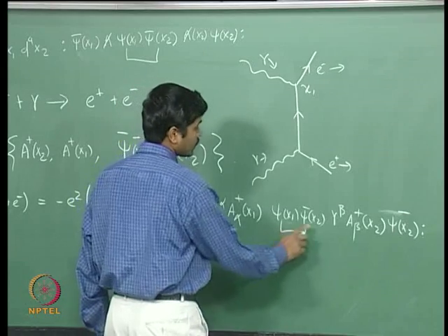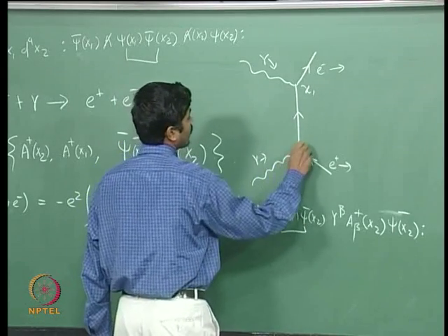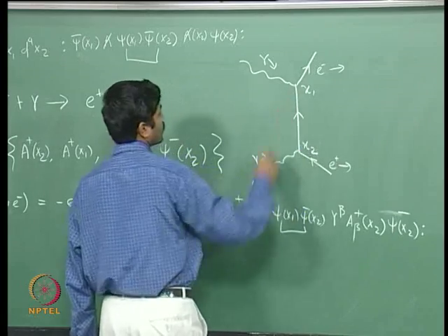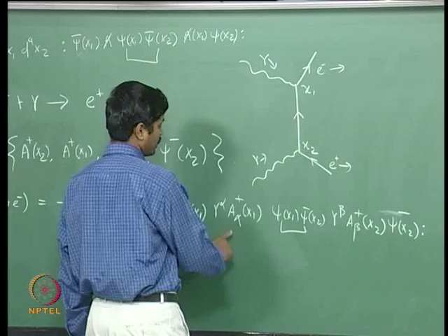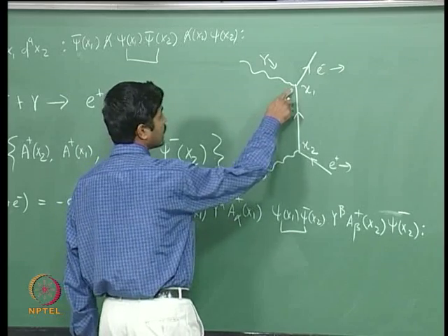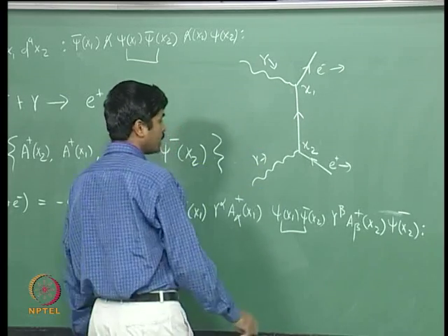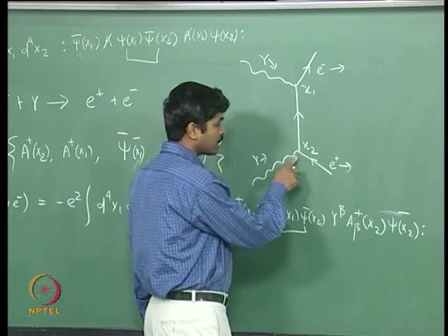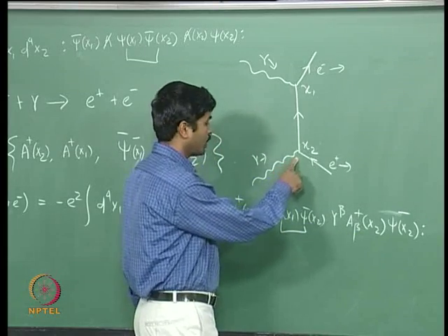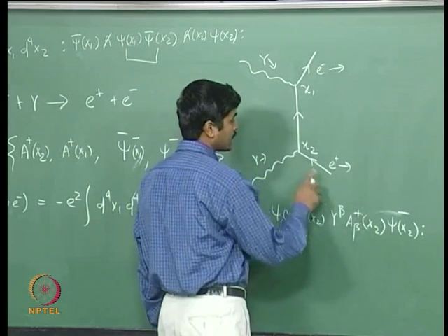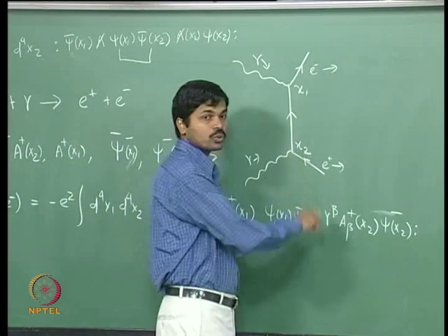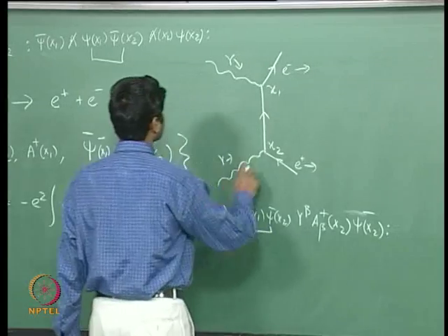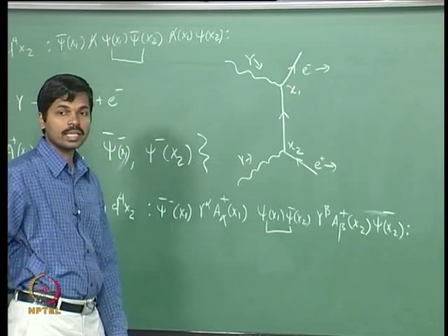There is a fermion which propagates from x1 to x2 or x2 to x1, and there is an incoming photon which is getting annihilated at x1. There is an incoming photon which is getting annihilated at x2, and this term basically says that there is an outgoing positron which is created at x2. Okay. So, therefore, the corresponding diagram looks like that.